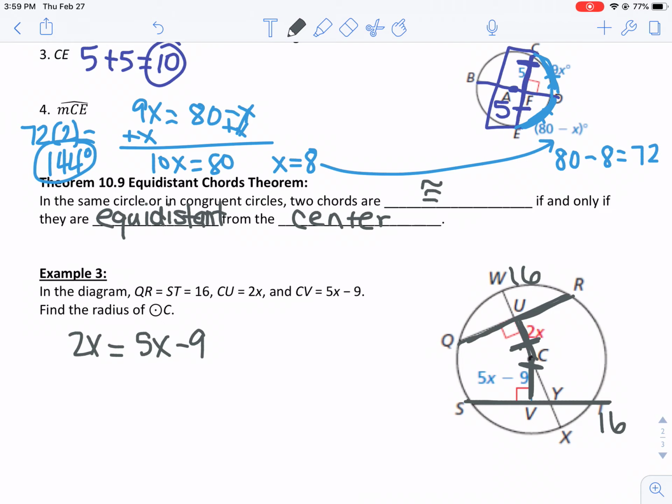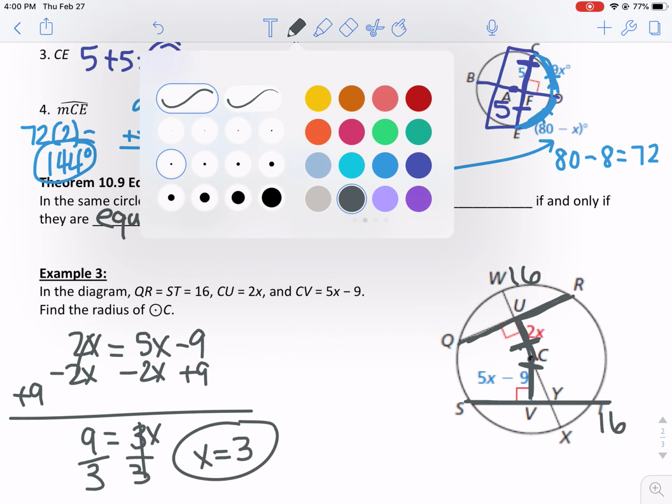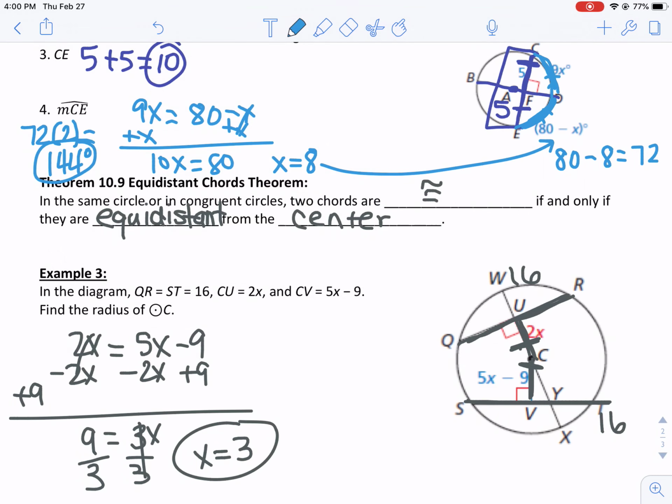So I can solve. So I subtract 2x. Oh, shoot. I should have added 9. So I get 9 equals 3x, or you could have gotten negative 3x equals negative 9. Either way, divide by 3. So x is 3. Okay, so all we found was that x was 3.